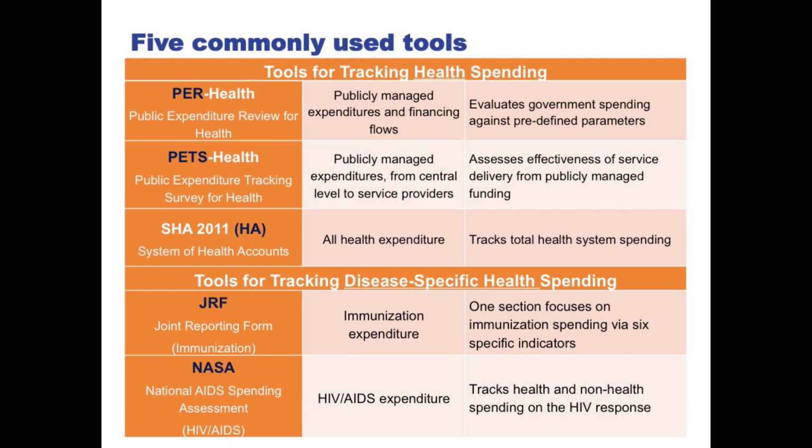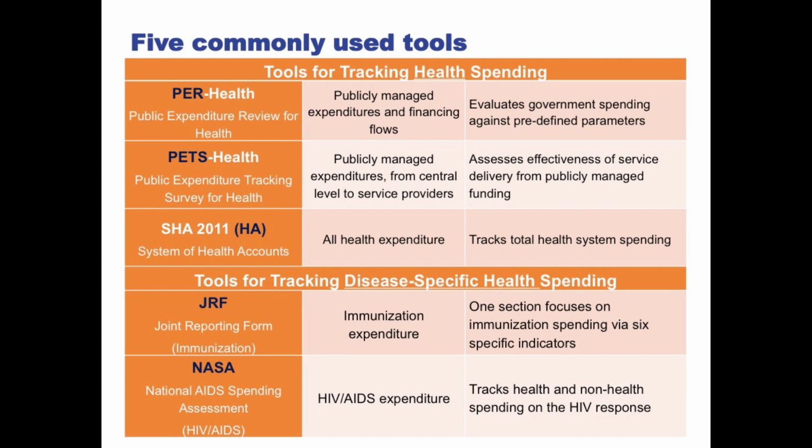The next tool is the PETS, or the Public Expenditure Tracking Survey, which again tracks publicly managed expenditures from the central level to service providers, and the purpose of this one is a little different in that it assesses effectiveness of service delivery from publicly managed funds, and it identifies sources of leakages and bottlenecks.